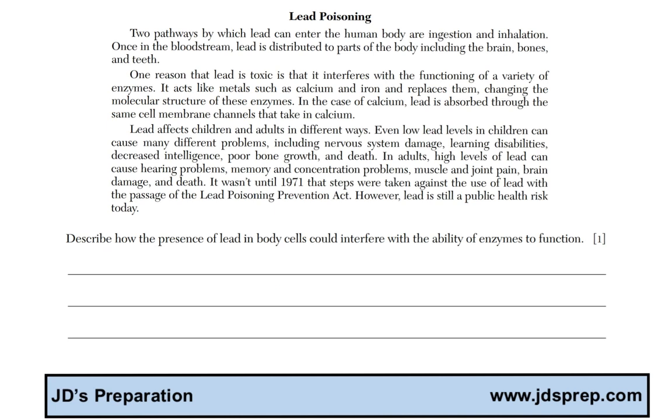Describe how the presence of lead in body cells could interfere with the ability of enzymes to function. As we saw before, we learned that lead acts like metals such as calcium and iron and replaces them, changing the molecular structure of these enzymes. In the case of calcium, lead is absorbed through the same cell membrane channels that take in calcium. So we know this could act like a competitive inhibitor on an enzyme, especially those enzymes that are meant for calcium and for iron.